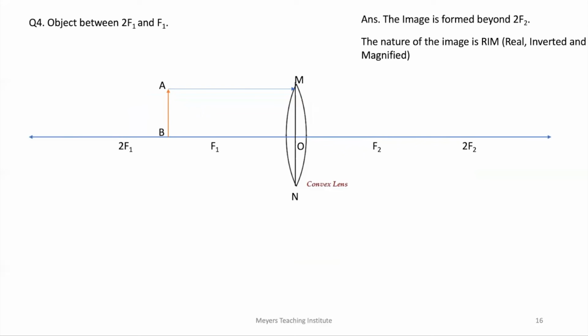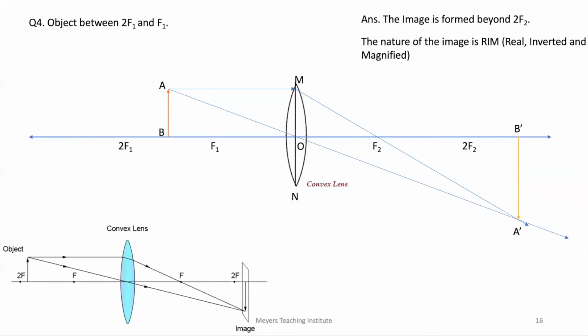If the object is placed between 2F1 and F1, the ray going straight to the lens, parallel to the principal axis, passes through the focus F2 on refraction from the lens, while the other ray passes through the center unrefracted. The point where they meet forms my image, which is beyond 2F2, and it is magnified.